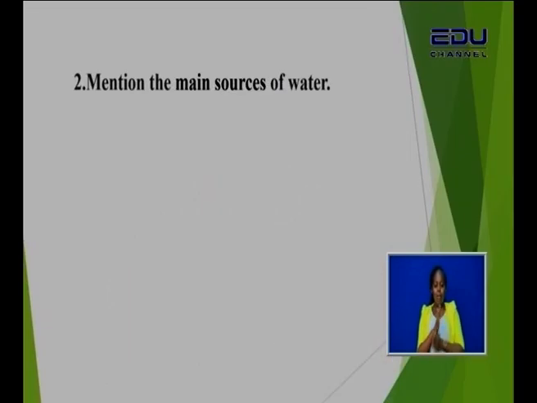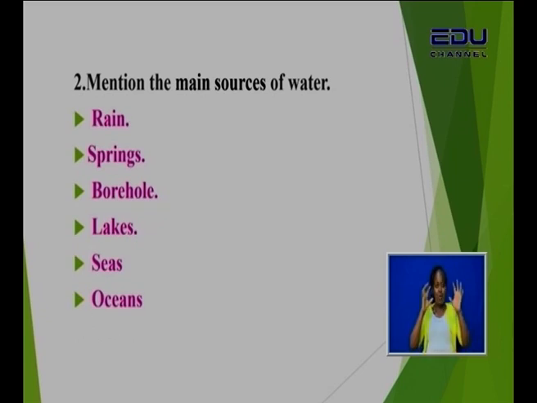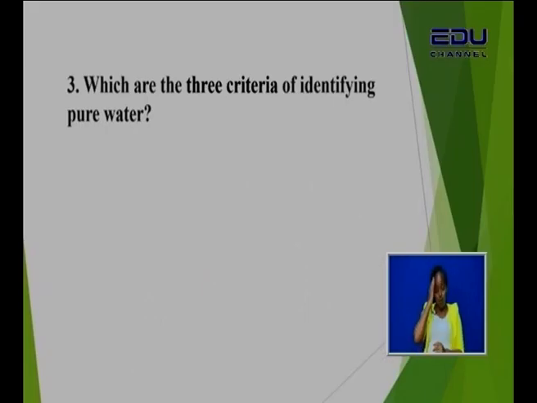Then the second question to my learners: mention the main sources of water. That one I will not tell them. That one they will mention. Then you are supposed to give us the criteria of identifying this water is pure.